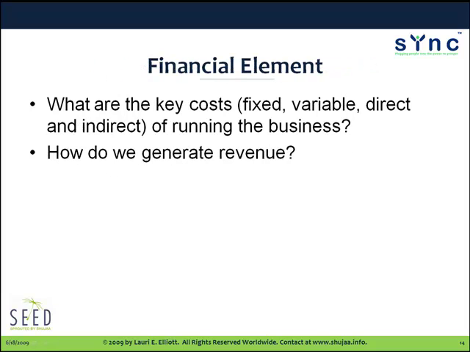And finally, the final category is financial. What are the key costs, including fixed, variable, direct and indirect costs of running the business? And most of your stockholders will say, how do we generate the revenue? We could also call that revenue streams. So again, we've kind of covered the 4 different areas: customer, process, network and channel, and financial.